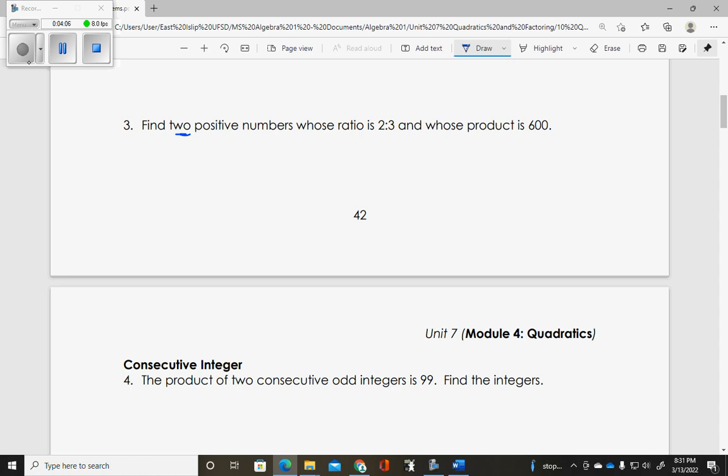So find two positive numbers whose ratio is 2 to 3 and whose product is 600. Now you might be able to just do this in your head, but let's do it algebraically. Remember, when we have a ratio of numbers, we put an x next to each of these numbers. Numbers that are in the ratio of 2 to 3 could be lots of numbers. It could be 20 over 30, it could be 10 over 15. It could be so many things. So really what's happening is I'm multiplying the top and bottom by some common factor of x. So I'm going to use a 2x and a 3x to represent the two positive numbers.